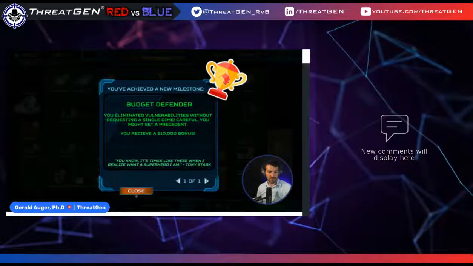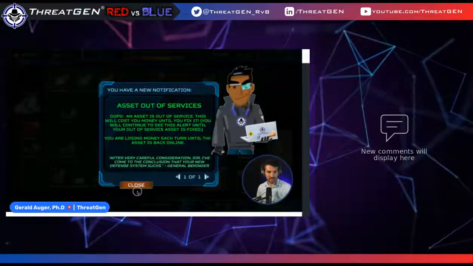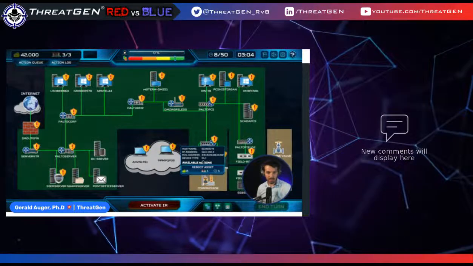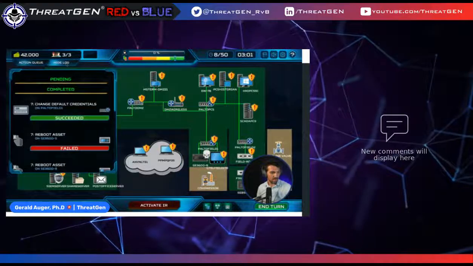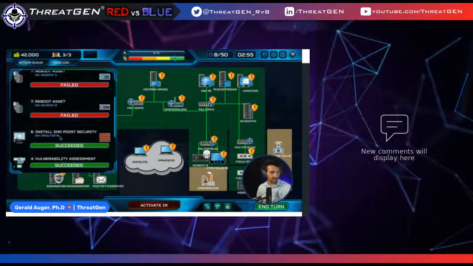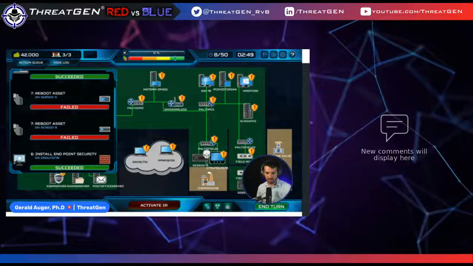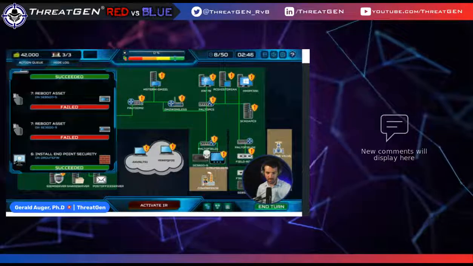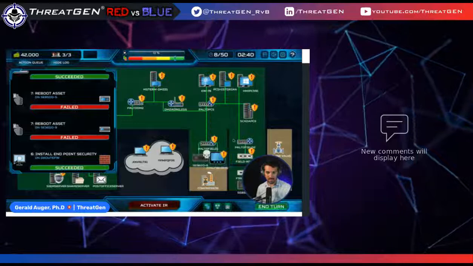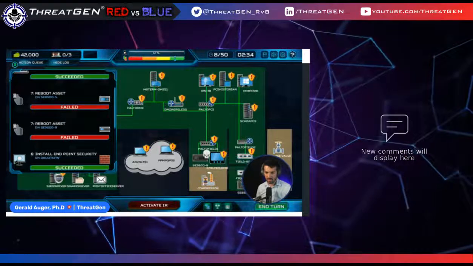Ooh, $10,000 bonus. Don't mind if we do. Cool. Asset out of service still. Crap. Dude, didn't I already reboot this thing? SE 8500-5 reboot failed. Okay. What can I do? I can only reboot it. I don't have any other choices. System patches. Install endpoint security. Dude, I gotta reboot these things, I guess. Harden the thing in front of it.